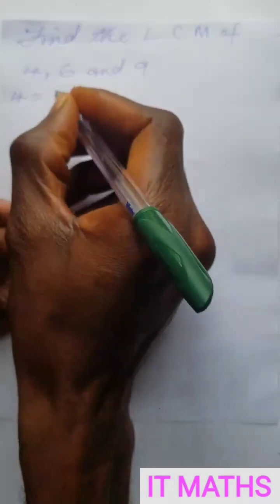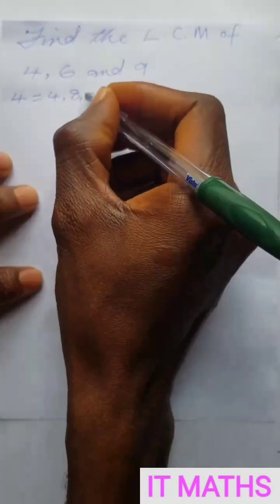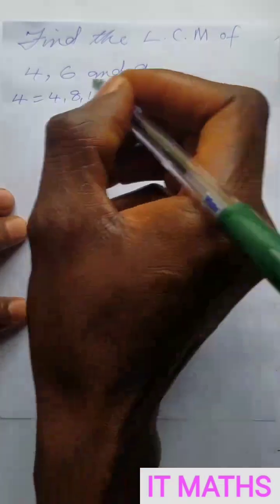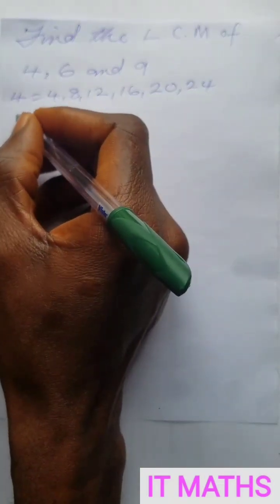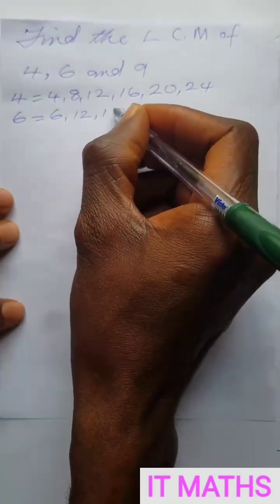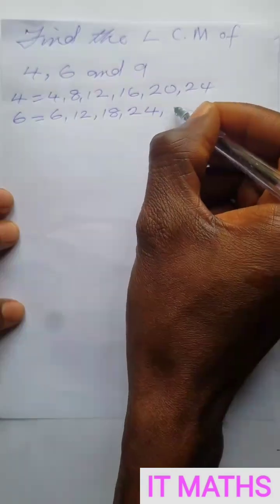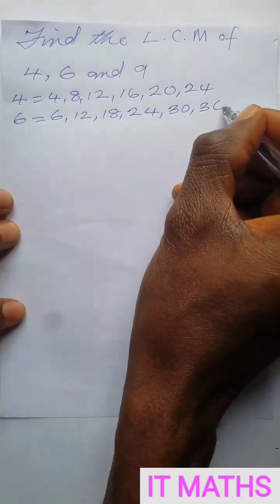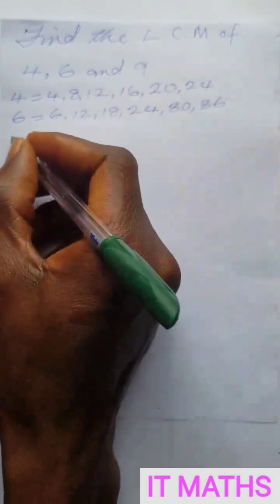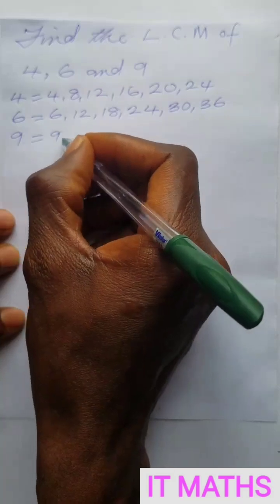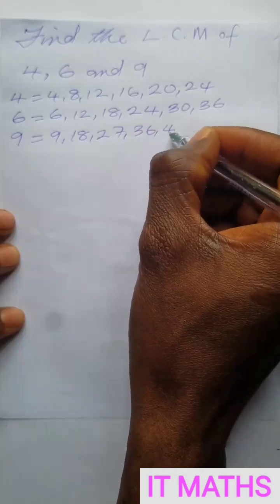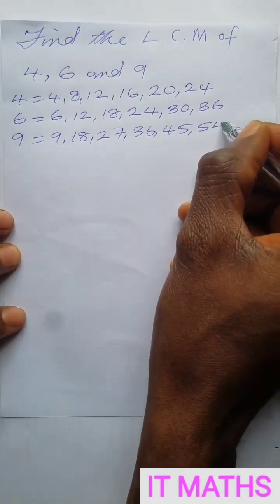Multiples of 4: 8, 12, 16, 20, 24. Let's stop there. Multiples of 6: 12, 18, 24, 30, 36. Let's stop there. Multiples of 9: 18, 27, 36, 45, 54. Let's stop there.